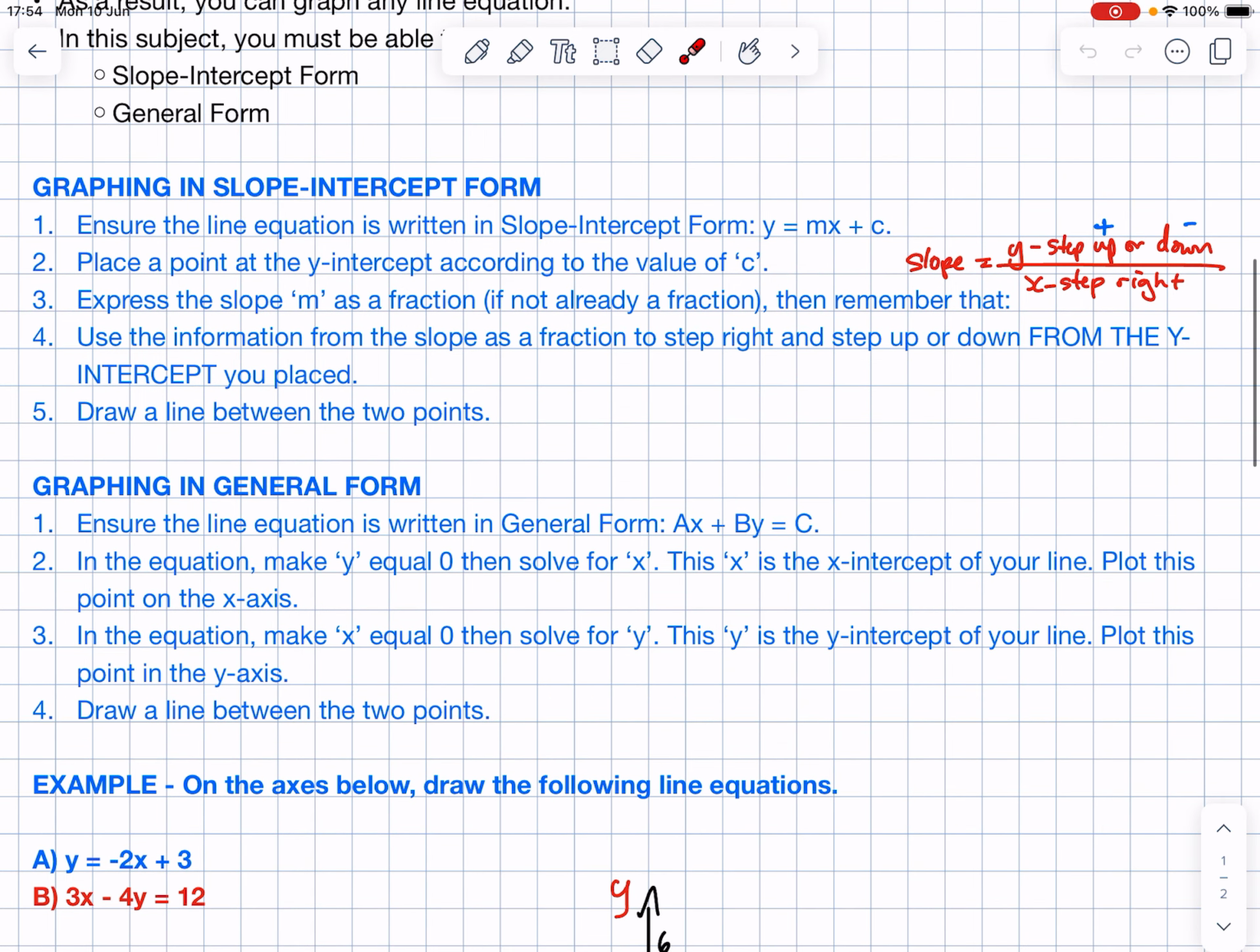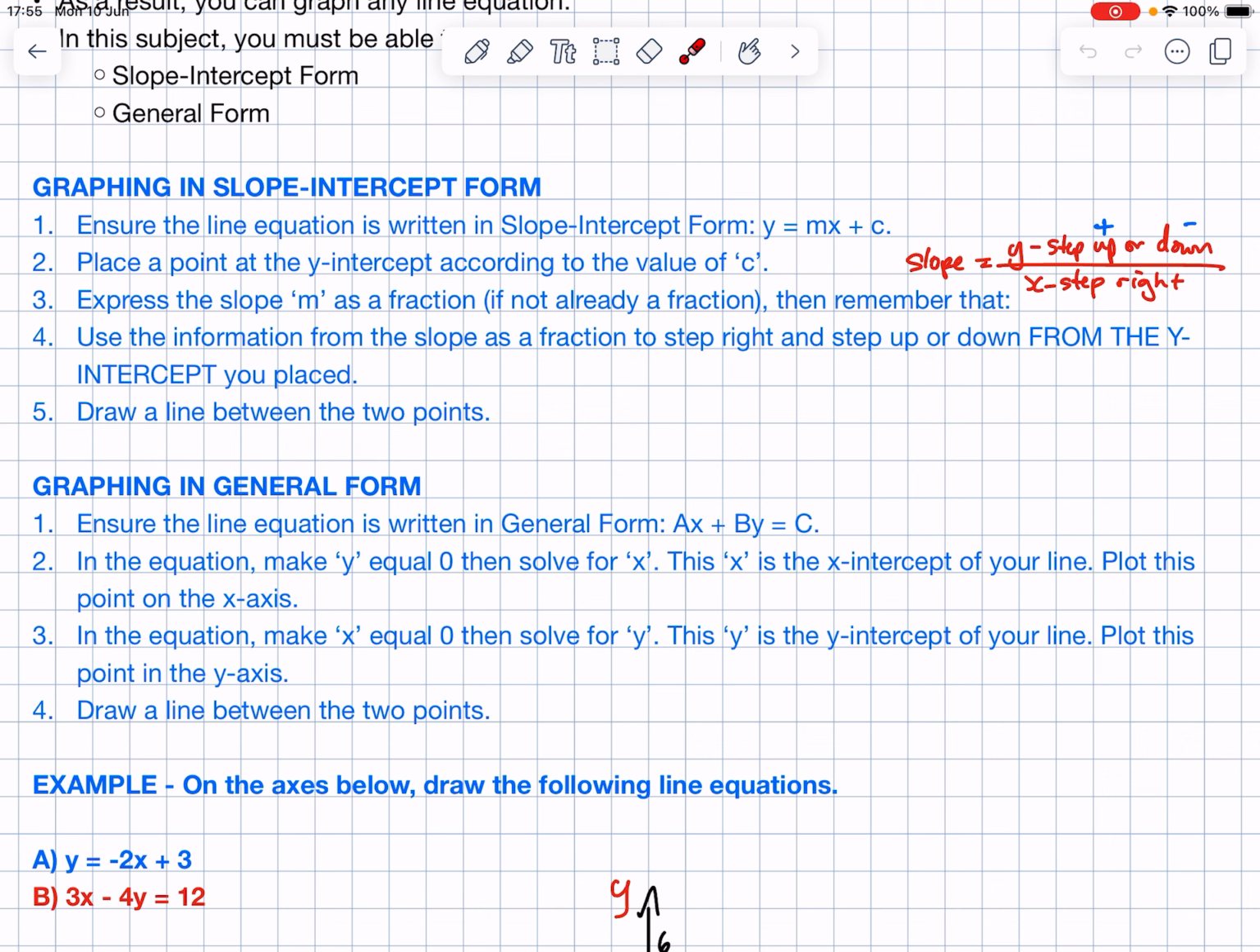So here, I've got two sets of steps, one for graphing in slope-intercept form, one for graphing in general form. I'll talk my way through those, and then I suggest that you pause after each so that you can get the steps down for your purposes.